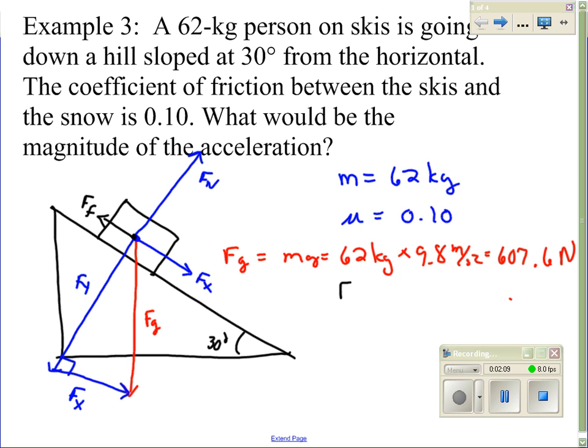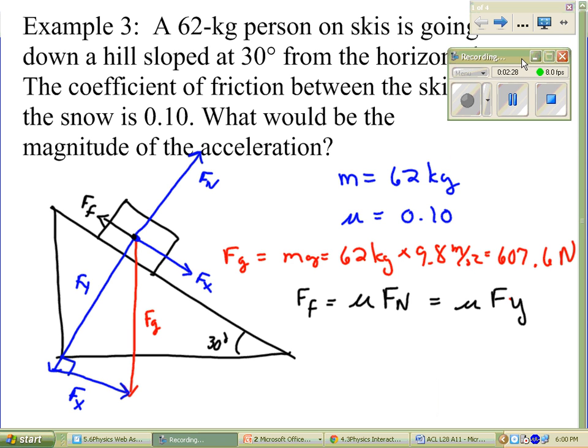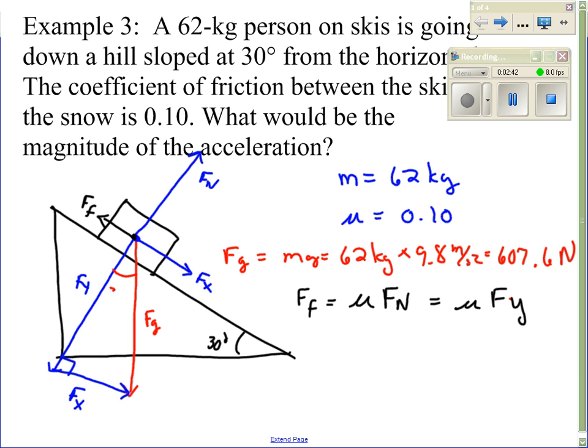Now remember, frictional force is equal to your coefficient of friction times the normal force. Now when we have an inclined plane, your frictional force is equal to your coefficient of friction times Fy, because y is perpendicular to the surface. So my next step for you is to find Fx and Fy. Fx I can calculate using the sine of my 30 degrees, and Fy I'll use cosine.